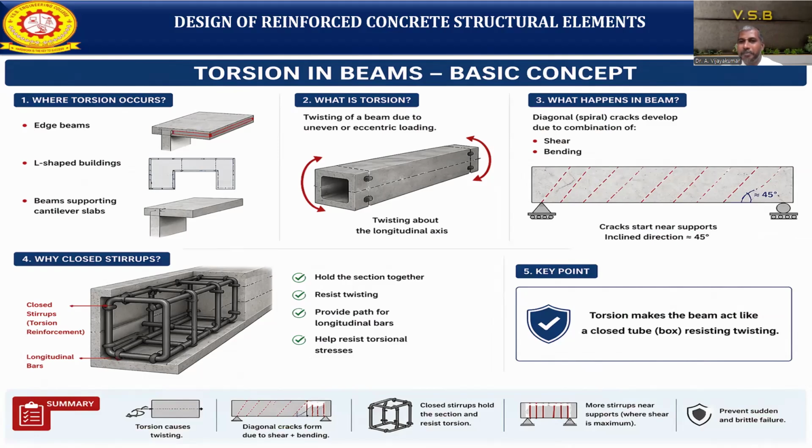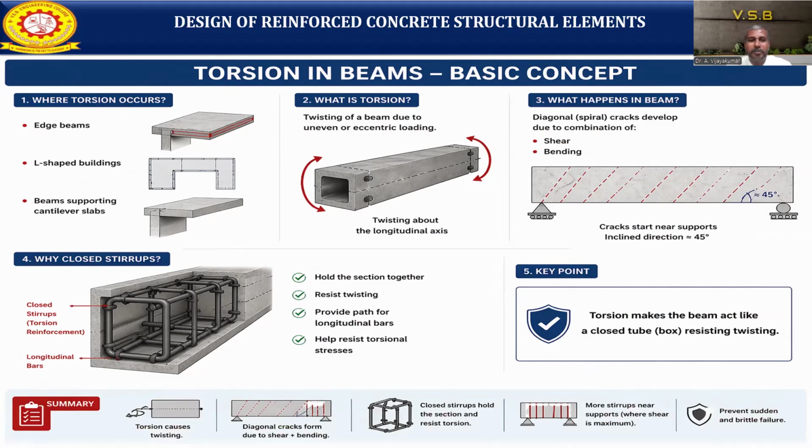What will happen in a beam if torsion happens? Diagonal spiral cracks develop due to the combination of shear and bending. Okay, in the last slide we discussed only shear. Now, because of this twisting, torsion will happen, and both shear and bending act in combination. If you see the diagram, it will be a shear crack near the support, in an inclined direction at 45 degrees. Here the combination of shear as well as bending acts.